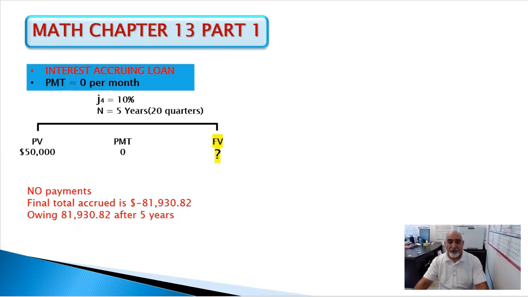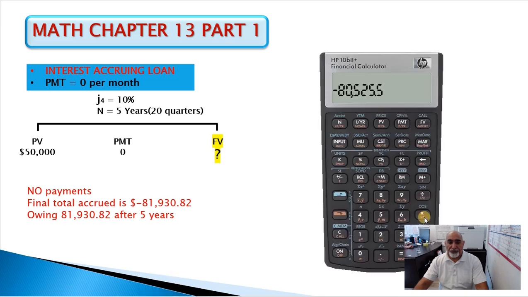Okay, let's take a look at another one. Interest accruing loan. This time we have the interest rate J4. J4 means 4 compounding periods per year, 10%. N, if we're talking 4 compounding periods per year, we're talking quarters. 5 years would be 20 quarters. If you want to think about 5 years, how many quarters are there? Those are 20 quarters.